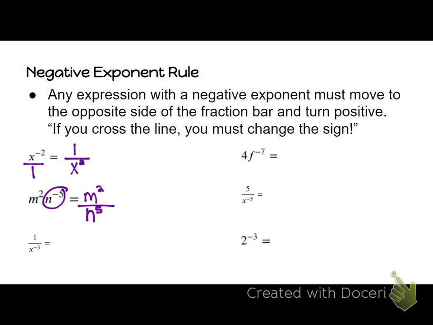Okay, so now I have 1 divided by x to the negative 3rd power. That's a problem, again, because I could not have a negative exponent. So to get rid of this negative exponent, I'm going to move it to the opposite side of the fraction bar, which means I'm going to bring it from the bottom to the top. So when I bring it to the top, if I cross a line, I have to change my sign. So if I bring it to the top, what happens to my sign? It flips. It just goes to a positive, right? So x to the 3rd power. Now, do I need that over 1 written there? No.